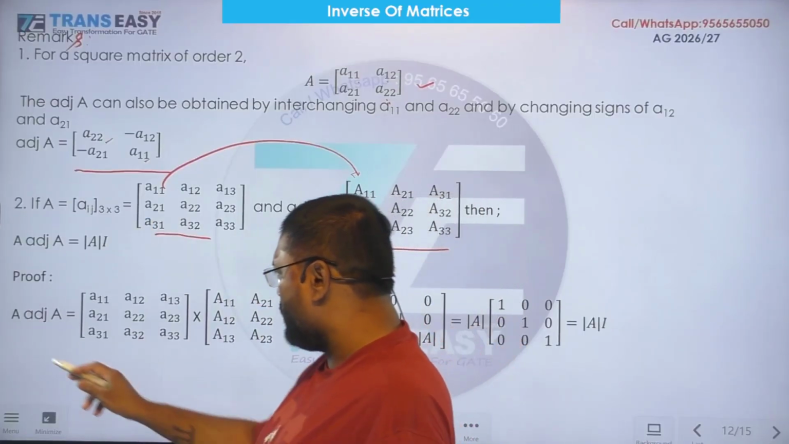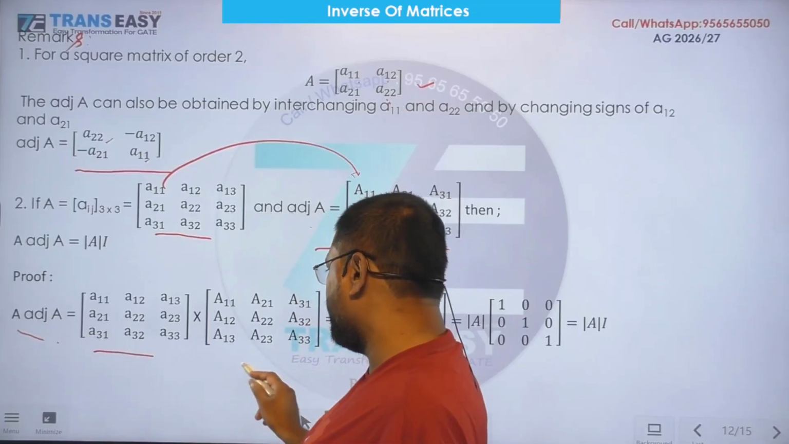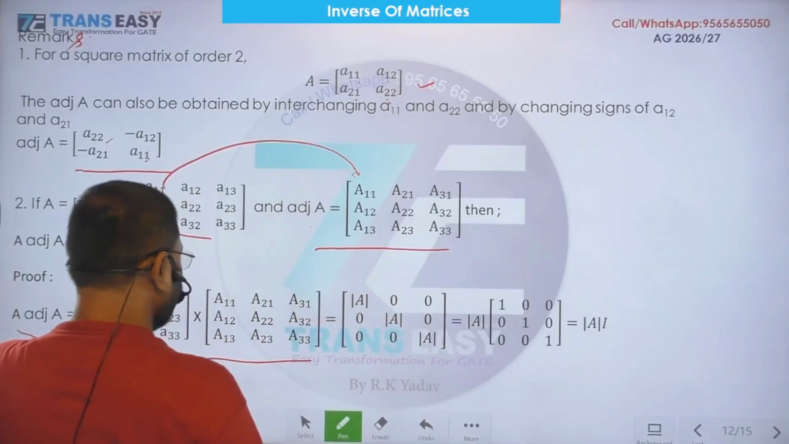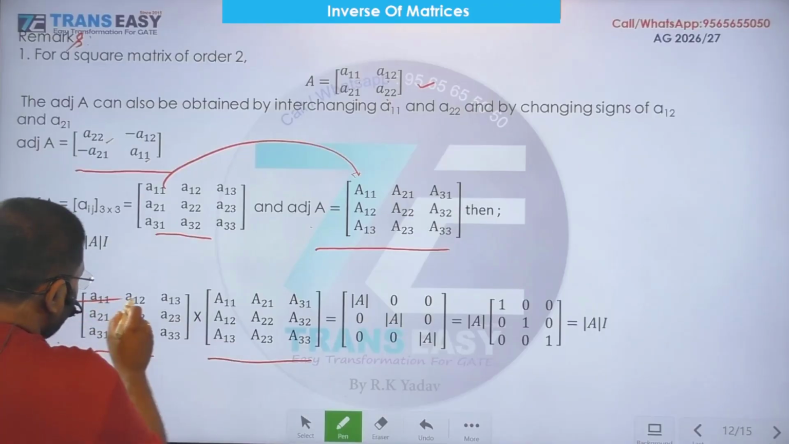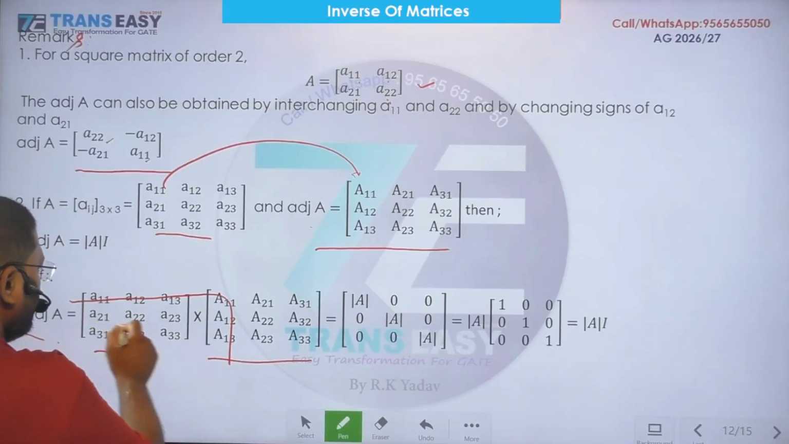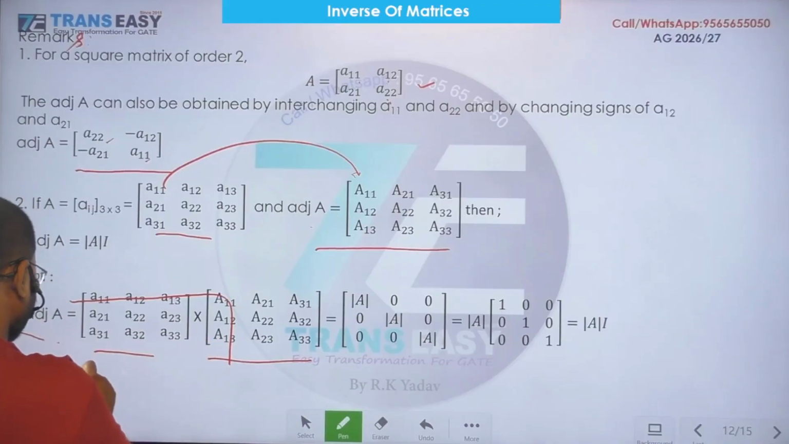Now we multiply A and adjoint A. This is A and this is adjoint A, right? Dear friends, this is the way to multiply: a11 capital A11 plus a12 capital A12 plus a13 capital A13. This is the value of determinant A.